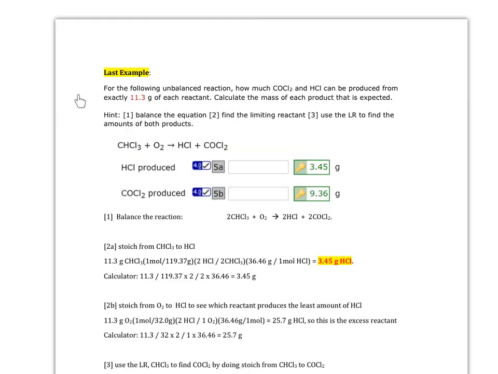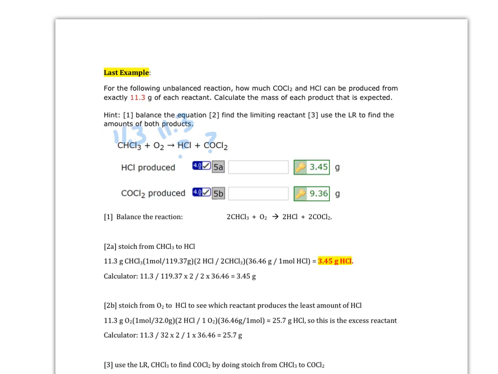Here's the last example. For the following unbalanced reaction, how much COCl2 and how much HCl, oh my gosh, we have to find both of these, can be produced from exactly 11.3 grams of each reactant? So we're going to have 11.3 of that one and 11.3 of that one, and we're trying to find out how much of each one.